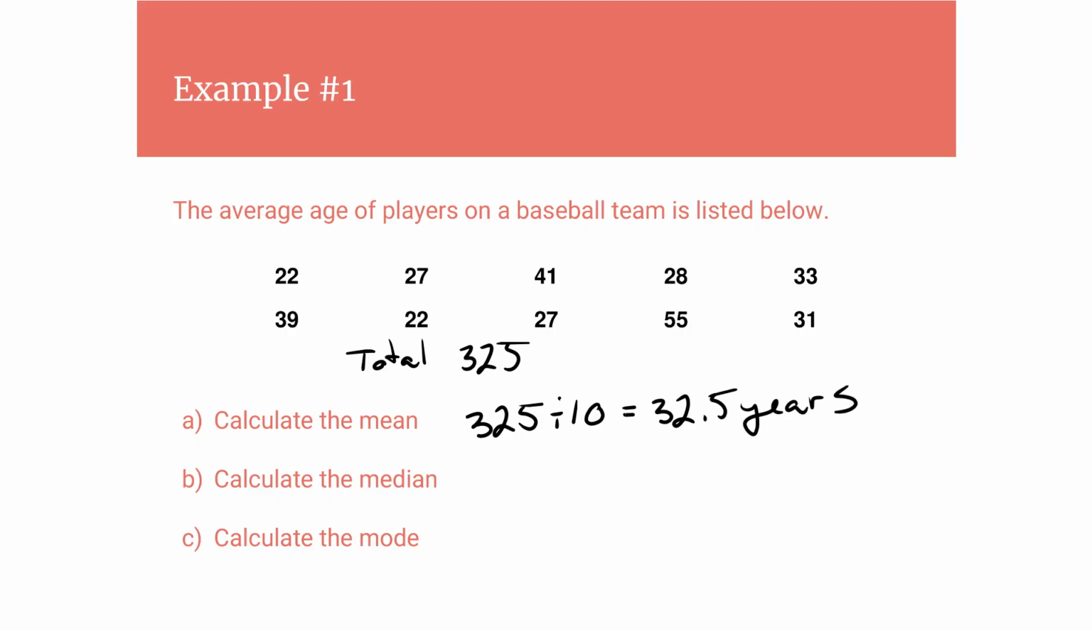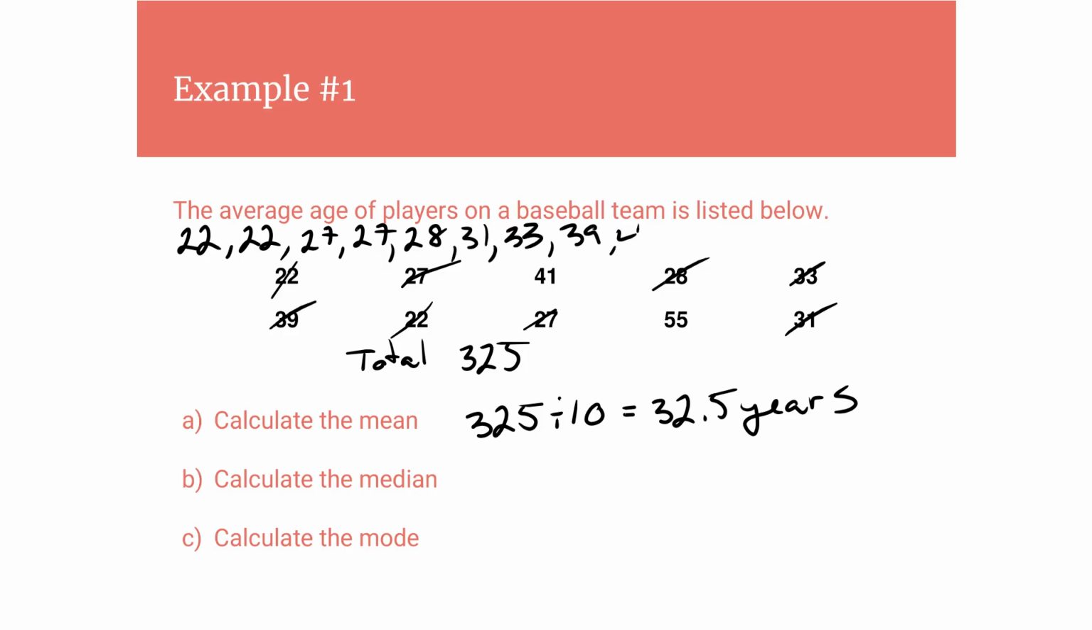To calculate the median, we have to first put them all into order. So we've got a 22, then we've got another 22, then we've got 27 and another 27, then we've got 28 and a 31 and a 33 and a 39 and a 41 and a 55. Once we've got all of the numbers in order, we can count them up and see if we can find the exact center. We've got 1, 2, 3, 4, 5, 6, 7, 8, 9, 10 pieces of data.